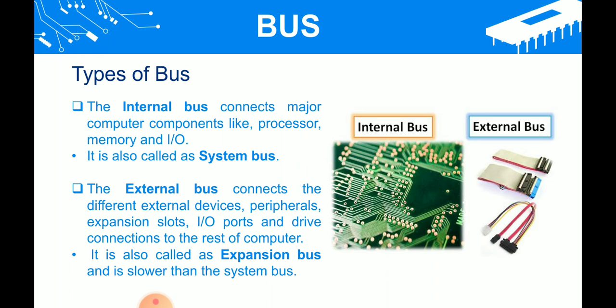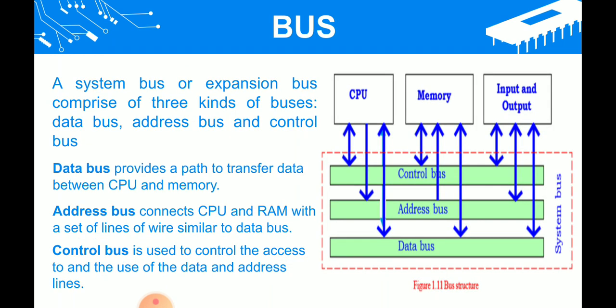So there are three kinds of bus, that is, as I told before, data bus, address bus and control bus. The data bus, as the name says, transfers the data between the CPU and memory. It consists of 32, 64 and 128 lines of wire. So the data bus can be either 32 wires or 64 wires or 128 wires.